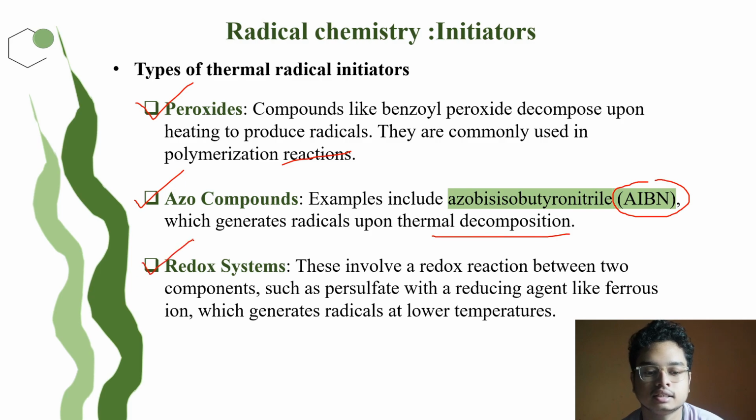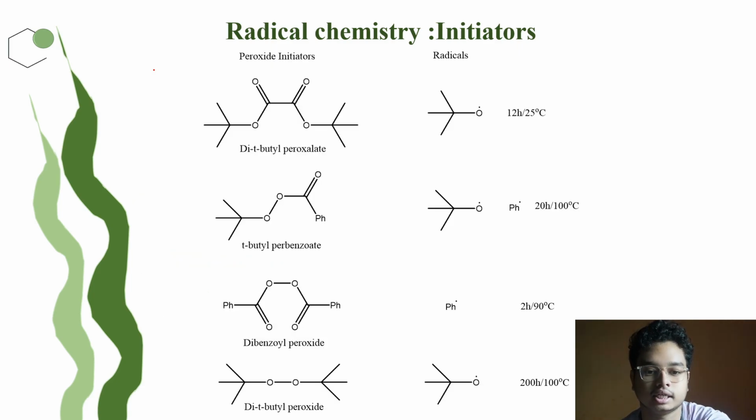And there is another system, the redox system. Redox systems are usually a metal complex, and this metal complex is involved in a redox reaction between a compound such as persulfate or ferricyanide with a reducing agent, which generates radicals at a lower temperature. In the next slides, we discuss each of the radical initiators in a descriptive way. So first we are talking about the peroxide initiators.